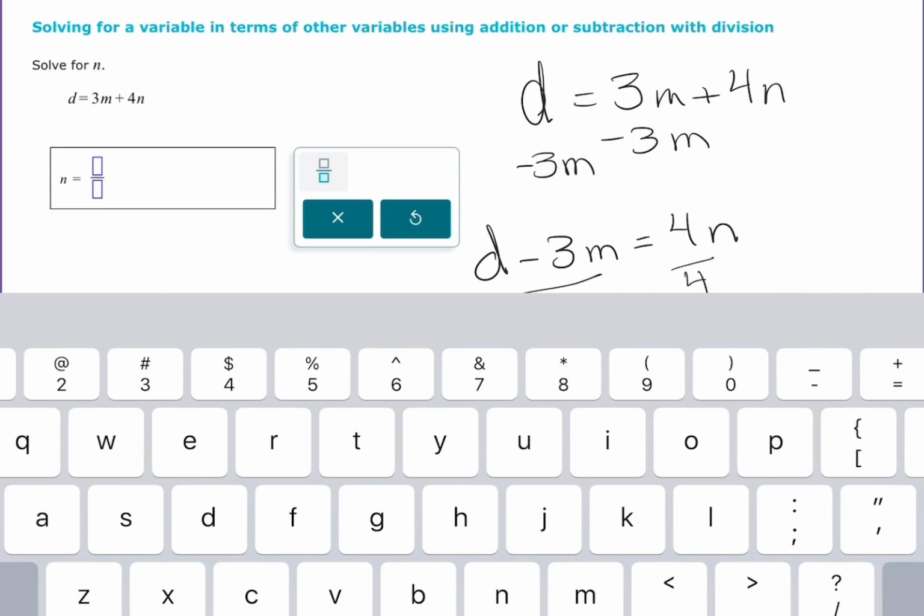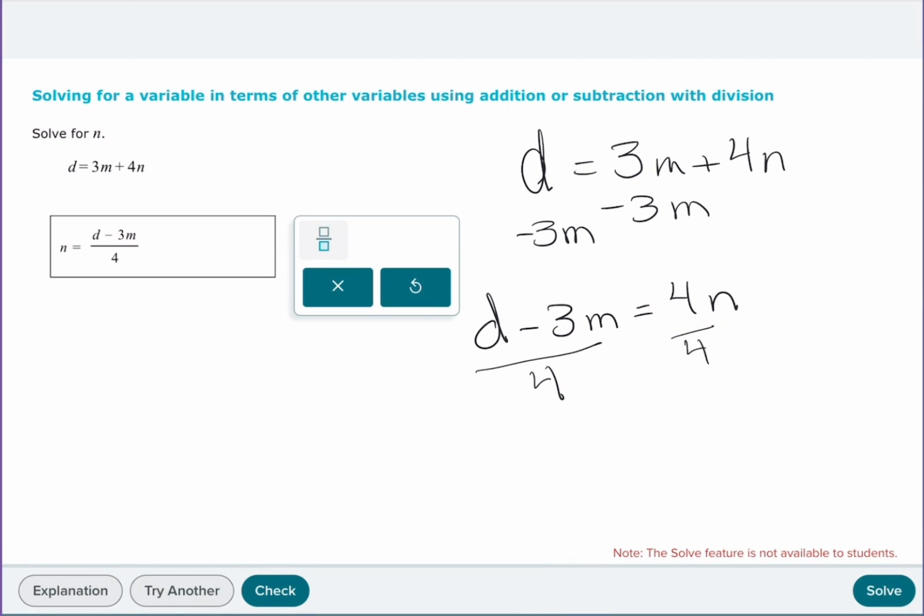So the letter D minus 3m divided by 4 equals n.